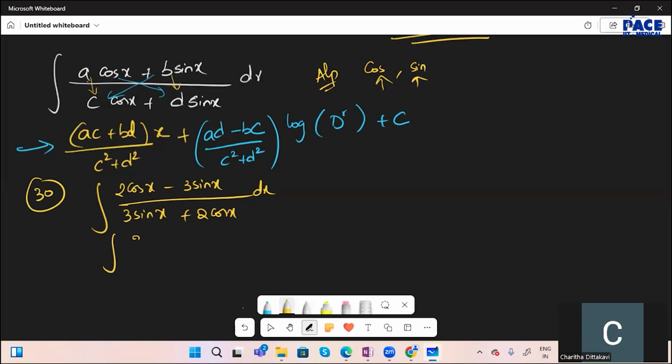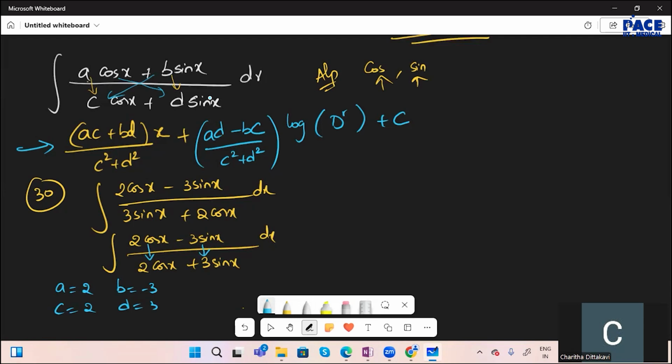So your denominator is not given that way. Please rearrange that: 2 cos x minus 3 sin x upon 2 cos x plus 3 sin x dx. Now figure out what are your A, B, C, and D. Clear? So this is A, B, C, D. A is 2, B is minus 3, C is 2, D is 3. So what did I say? First thing is the direct product, so what can I go with?